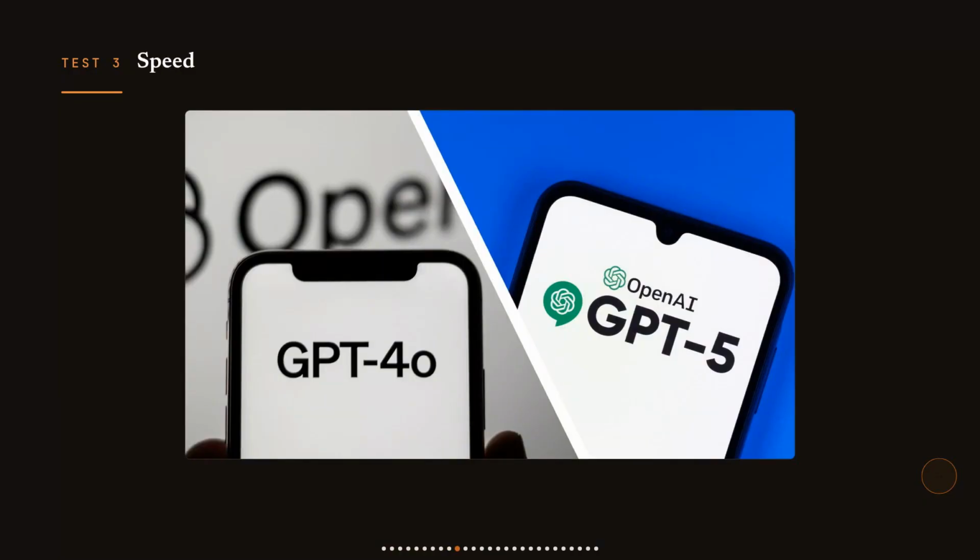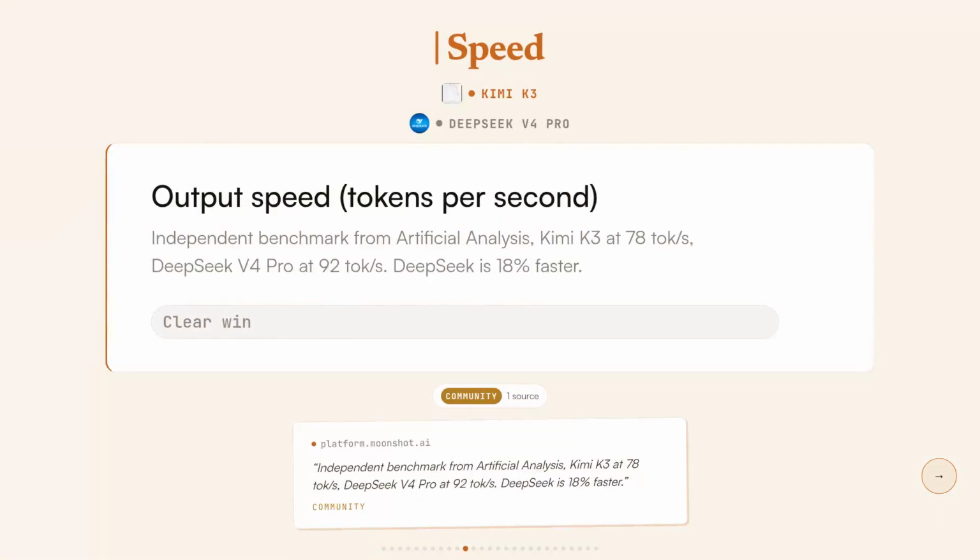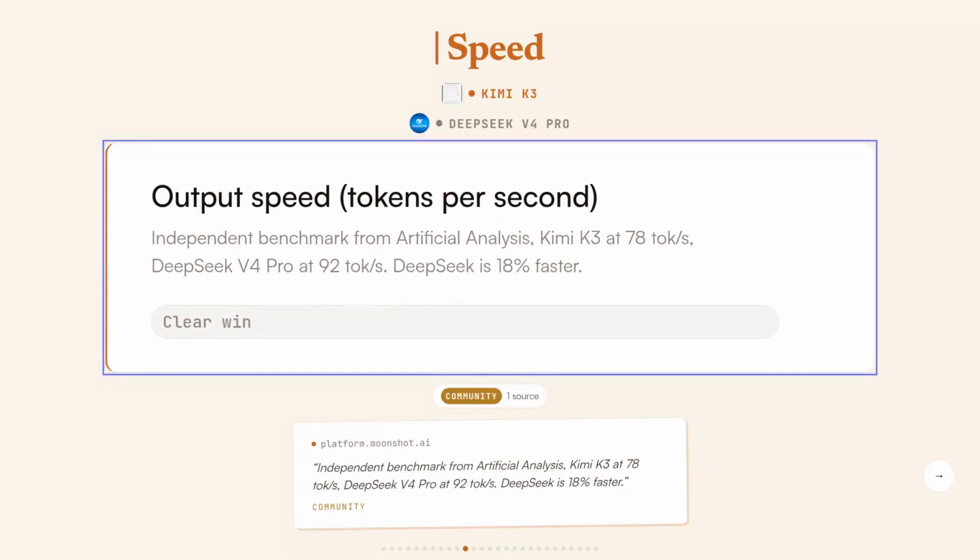You're running an agentic loop, the model is generating a long response, and every extra second of latency is dead time in your workflow. The number to watch here is output tokens per second, because that's the real-world feel of the model when you're actually using it. The Artificial Analysis independent benchmark puts DeepSeek V4 Pro at 92 tokens per second and Kimi K3 at 78, an 18% speed advantage for DeepSeek, and this is a third-party measurement, not a vendor claim.